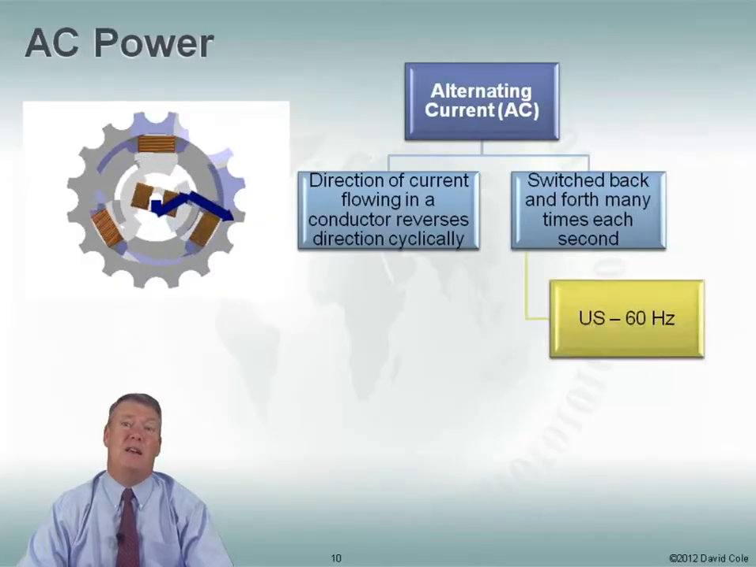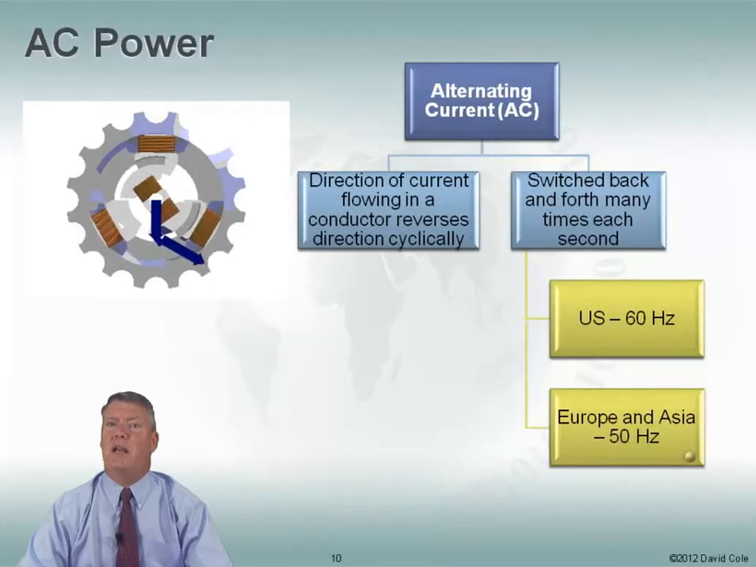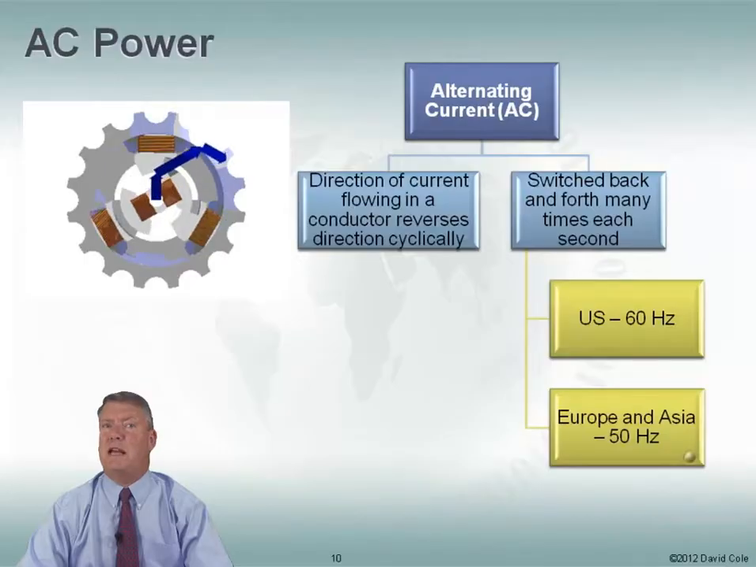In the US, it's 60 hertz, so 60 times a second, those magnets are lining up with each other and creating the maximum amount of current, and then it'll go down to 0, and then we'll have the maximum negative amount of current. So it'll go back and forth 60 times a second. In Europe and Asia, typically it's at 50 hertz. 50 times per second those magnets are spinning around.